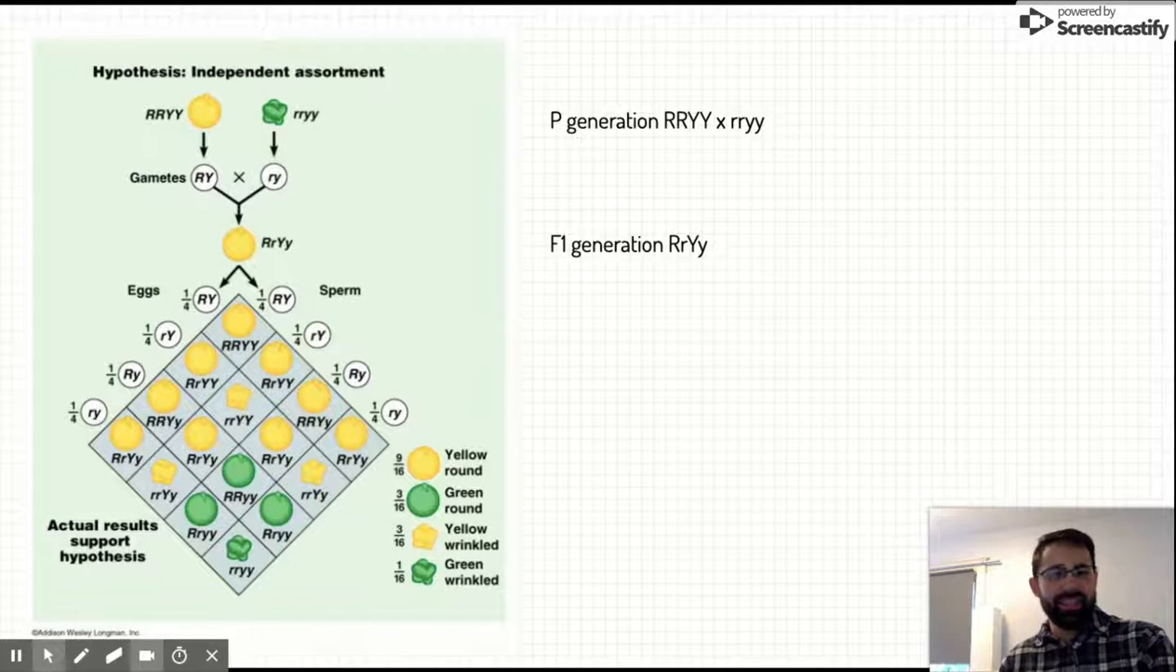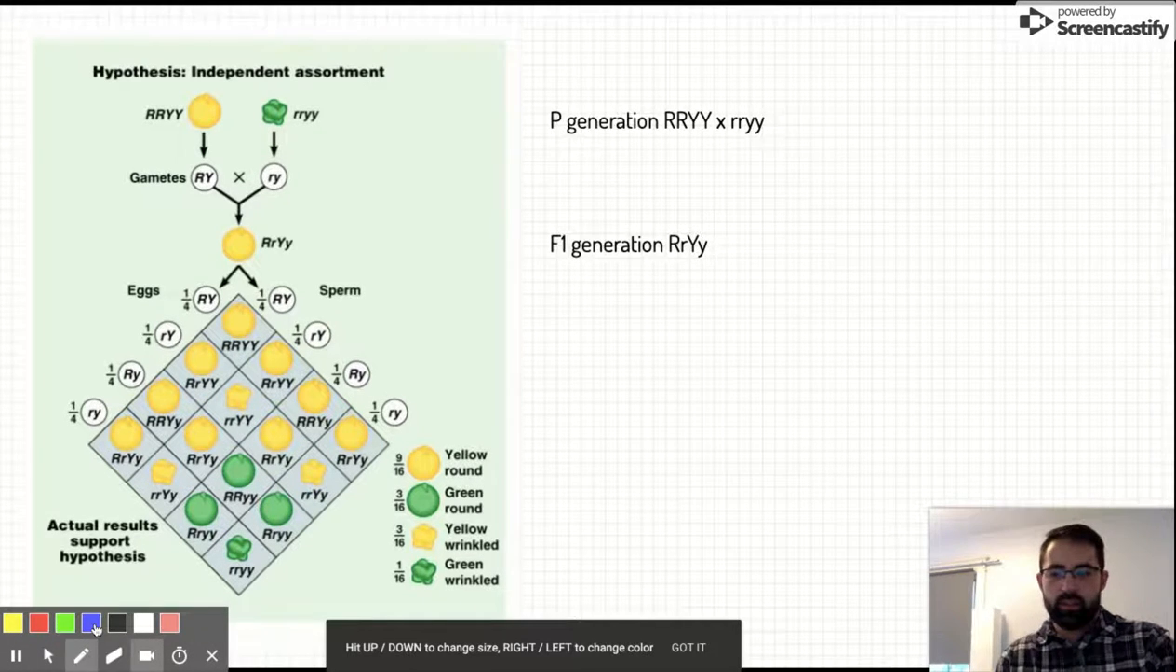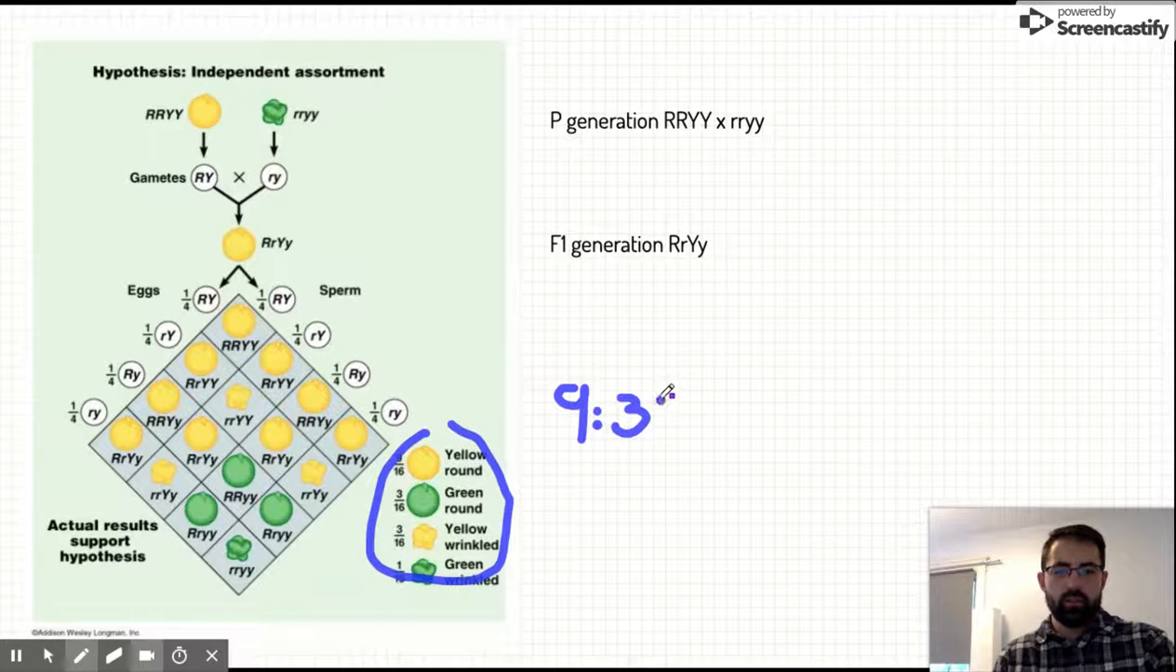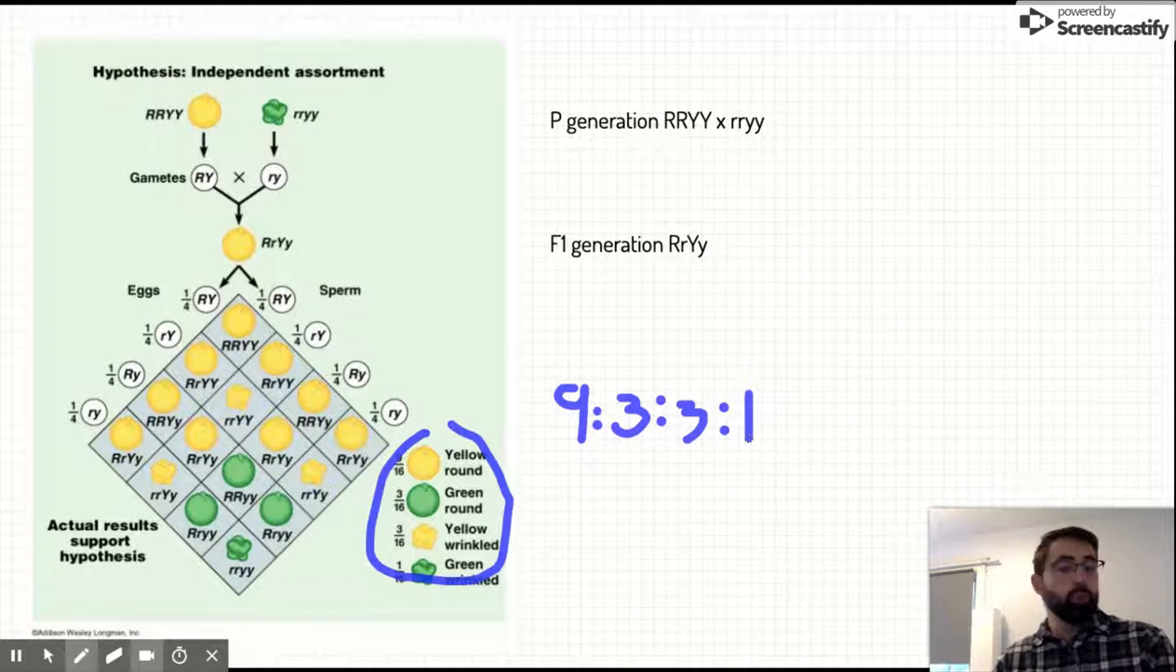We will do these in class because it's a little hard just to look at them. It just seems very complicated. But really what we want to look at is this ratio right here, this 9 to 3 to 3 to 1. And the 9, again, is the yellow rounds, the two dominant traits.